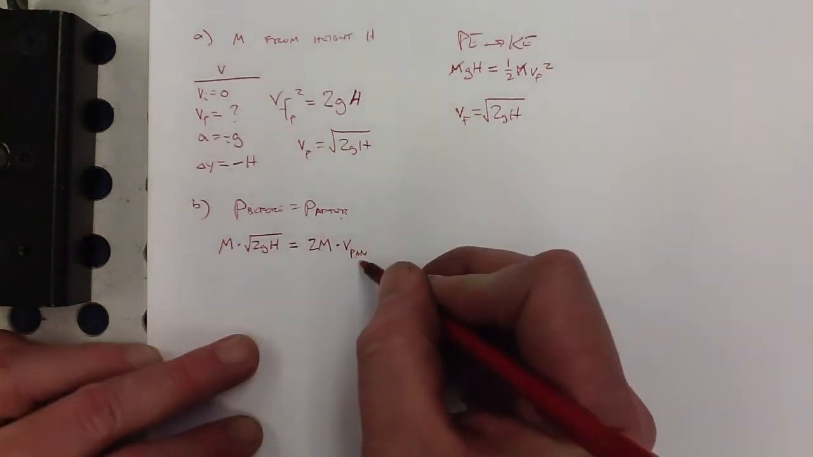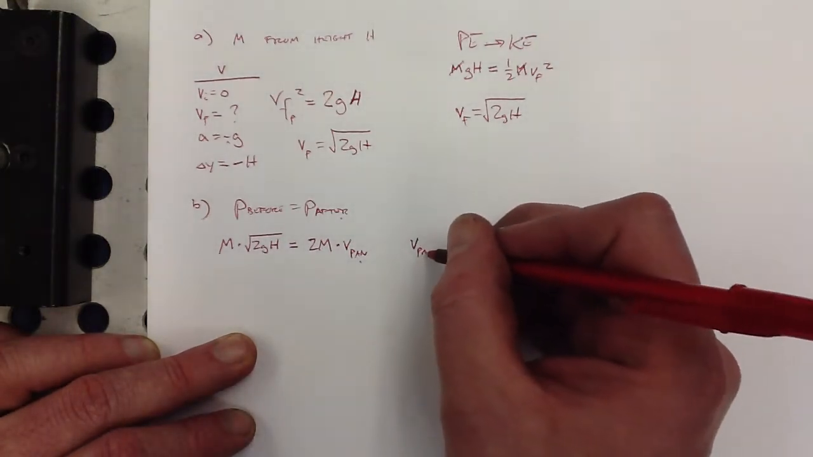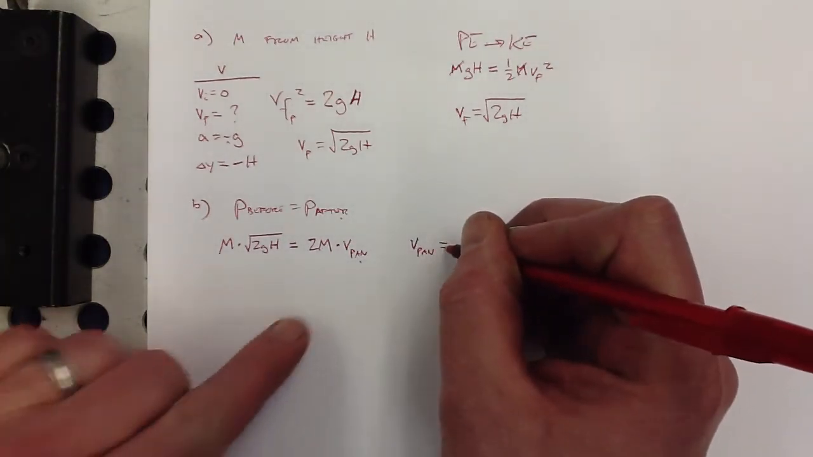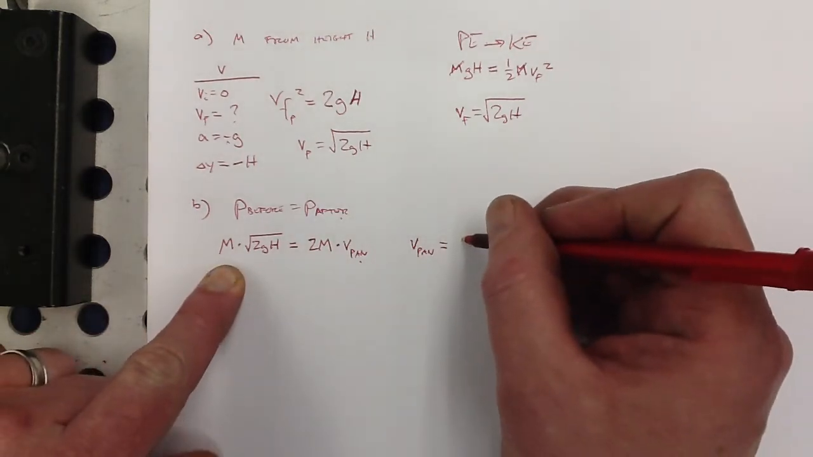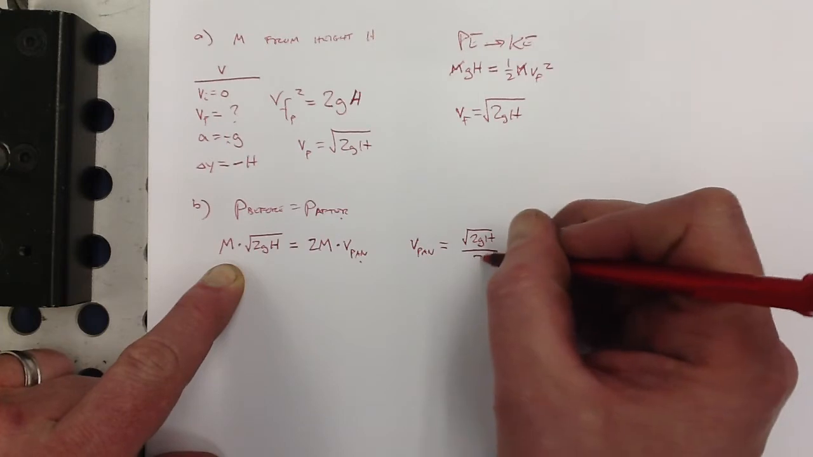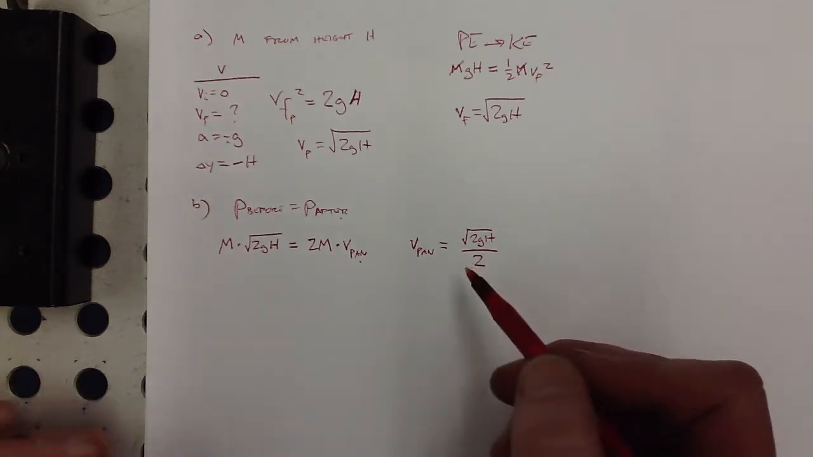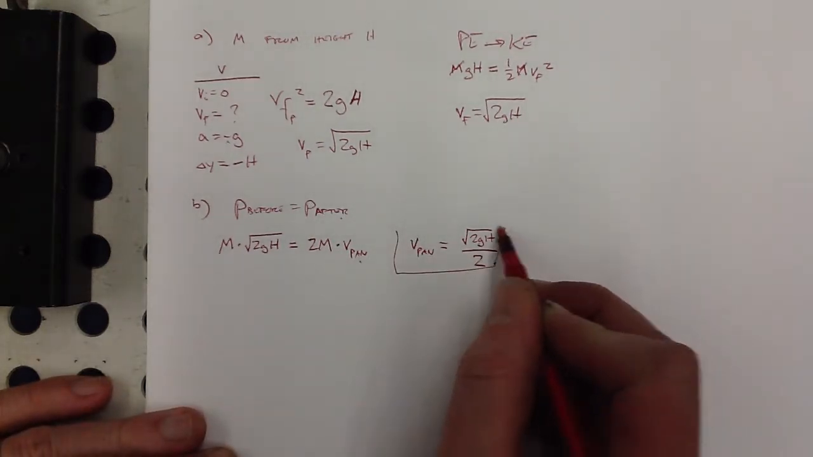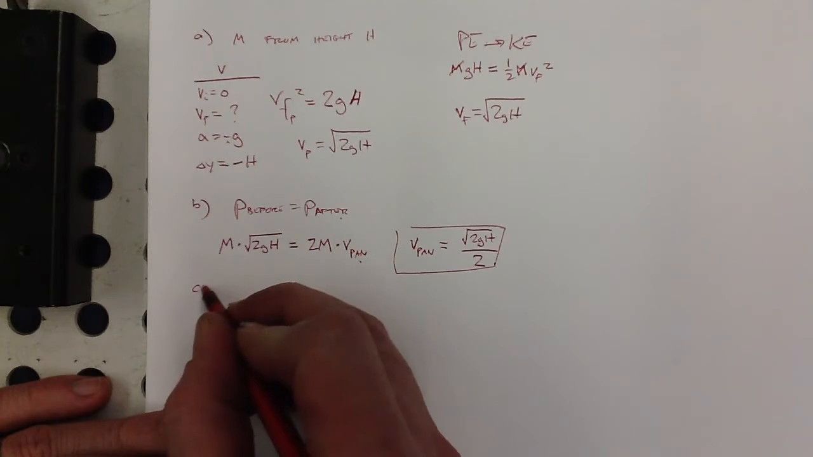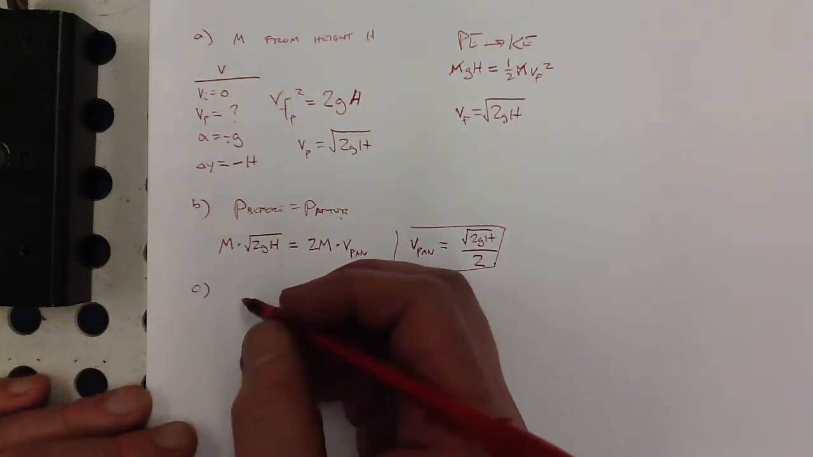So solving for that, that gives me the velocity of the pan is equal to the square root of 2gh over 2. Since they were the same mass, it shouldn't be any big surprise that it got cut in half when we did that. But you have to show your work. Certainly, I'm not sure, but I bet there's a point for conservation of momentum there.